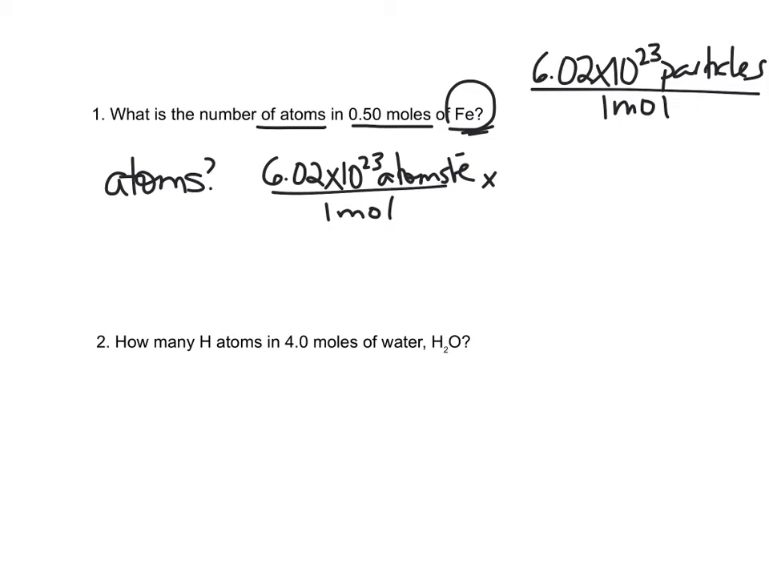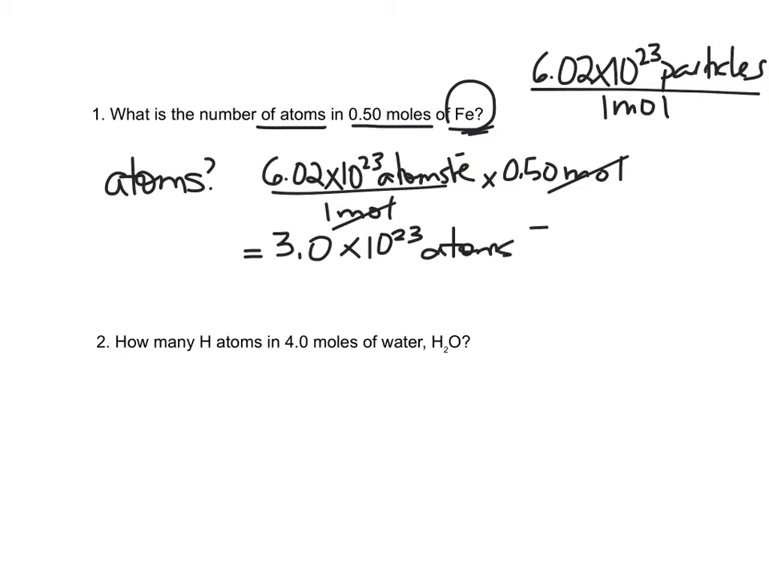So we want to multiply it by something that has moles in it. So we're going to multiply this by 0.50 mol. So our moles cancel, and we're left with 3.0 times 10 to the 23rd atoms of iron. So we round that off to 2 sig figs, because there are 2 sig figs in 0.50 moles of Fe.